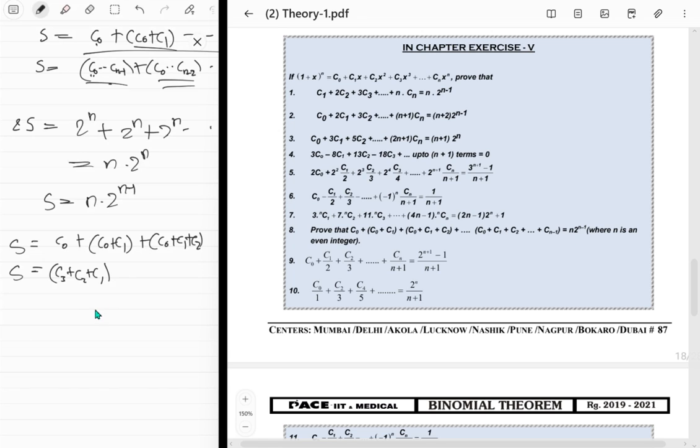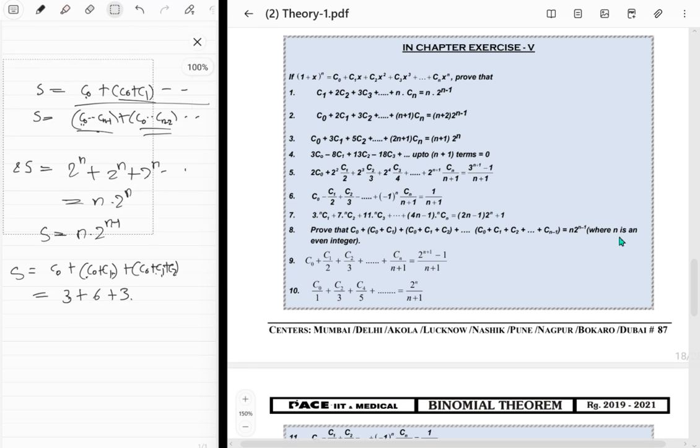So for this case, S would just be 3 times 2 power 2, so it should be 12. Let's see if it really is 12 or not. You've got 3 times C0, which is just 3, and then 2 times C1, which is 6, and then 1 times C2, which is also 3. So there we go, it's 12, which is what we would expect. So this is true for any integer, not just an even integer.